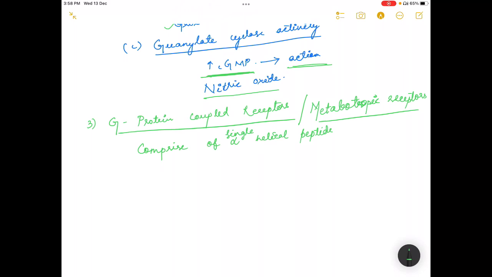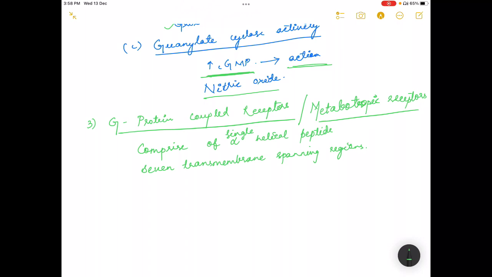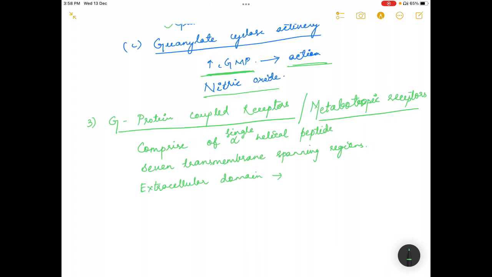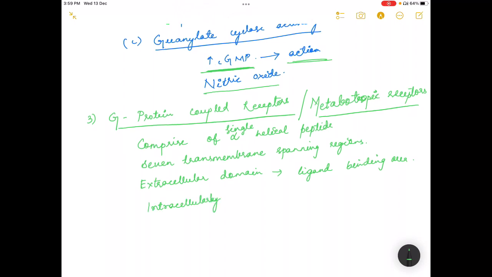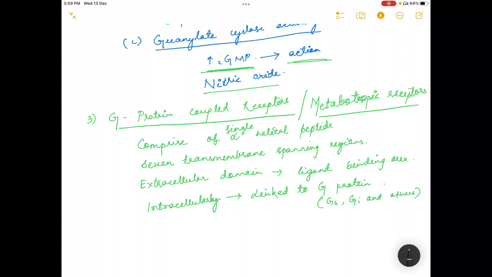Now this single alpha helical peptide has 7 transmembrane spanning regions. The extracellular domain of this receptor usually contains the ligand binding area. Intracellularly, these receptors are linked to the G protein. Now this G protein, GS, GI and others are there. So extracellularly it has the ligand binding domain, intracellularly it is linked to the G protein, and there are 7 transmembrane spanning regions.